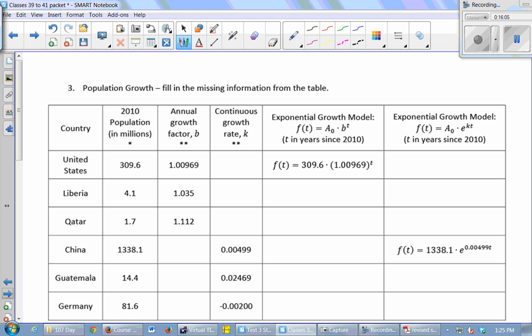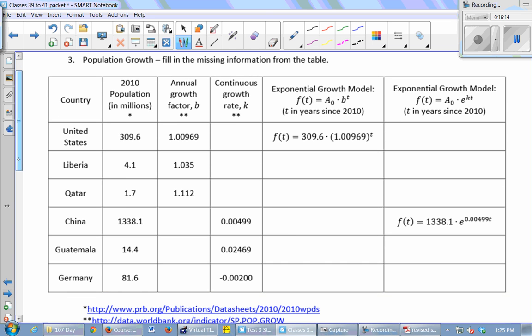All right, so we also often model population growth using exponential models. So I've picked 6 countries here, and I tried to pick them by taking countries from various parts of the world and countries that have very different rates of growth.